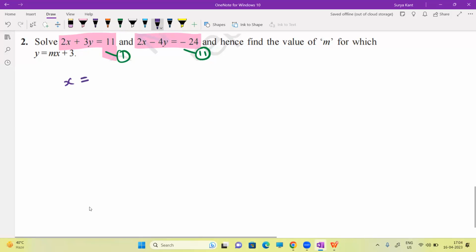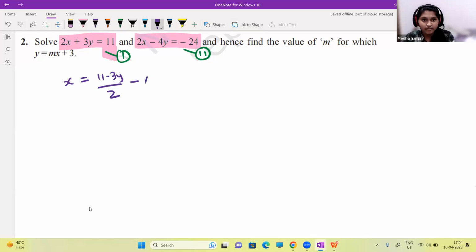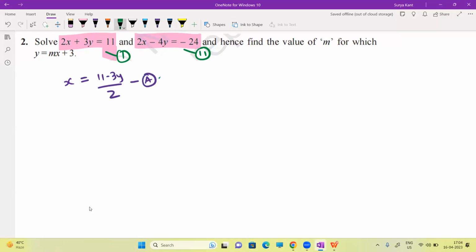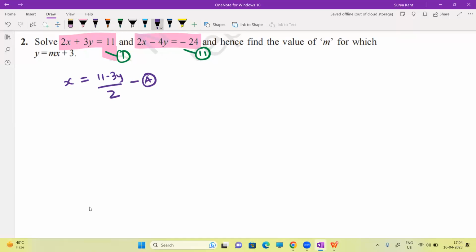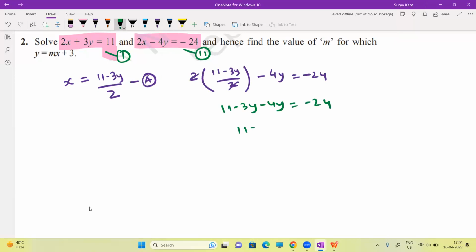Have you got it here, Hansini? x is equal to (11 minus 3y)/2, you are getting? Yes, sir. This is equation number A. The same thing, you just put in equation number 2. So you write here 2 times (11 minus 3y)/2 minus 4y is equal to minus 24. So this 2 got cancelled. So we can write 11 minus 3y minus 4y is equal to minus 24. So 11 minus 7y is equal to minus 24. So 7y is equal to 35. y is equal to 5.